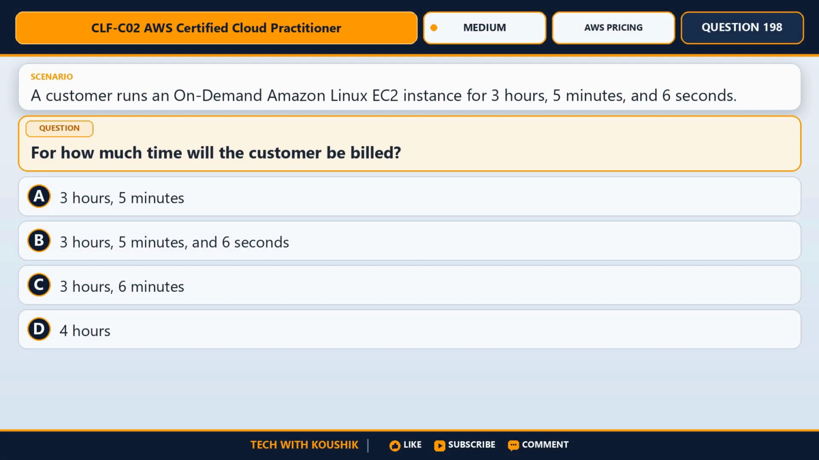Question number 198. A customer runs an on-demand Amazon Linux EC2 instance for 3 hours, 5 minutes, and 6 seconds. For how much time will the customer be billed? Option A. 3 hours, 5 minutes. Option B. 3 hours, 5 minutes, and 6 seconds. Option C. 3 hours, 6 minutes. Option D. 4 hours.